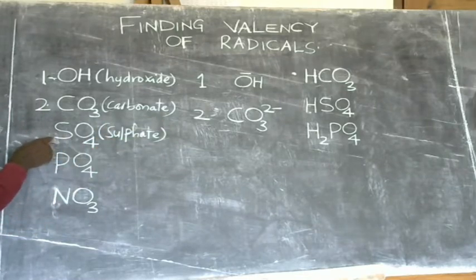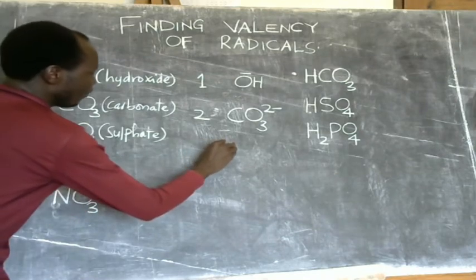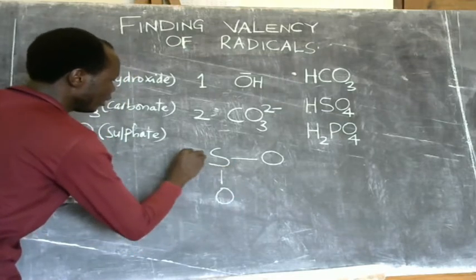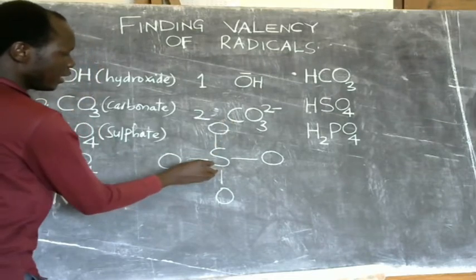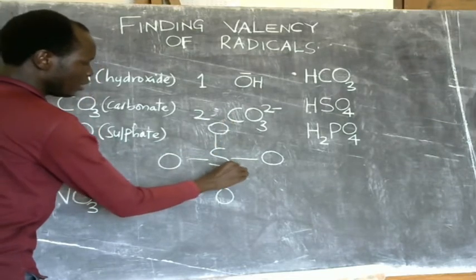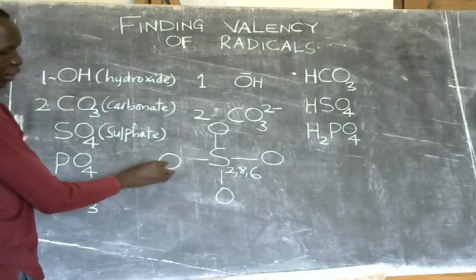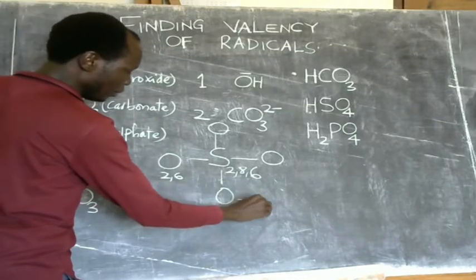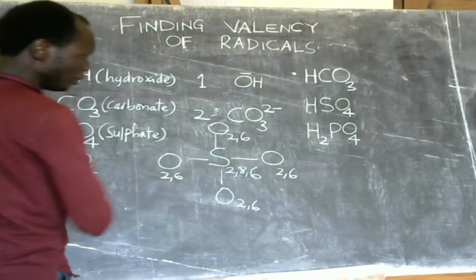And sulfate has sulfur and oxygen. How many oxygen atoms are there? There are 4. So we have the structure here. This is oxygen, this is also oxygen, this is oxygen, and this is also oxygen. So what is the electronic configuration for sulfur? It is 2, 8, 6. The electronic configuration for the oxygen atoms is 2, 6, this one also 2, 6, this one also 2, 6, and this one also 2, 6.